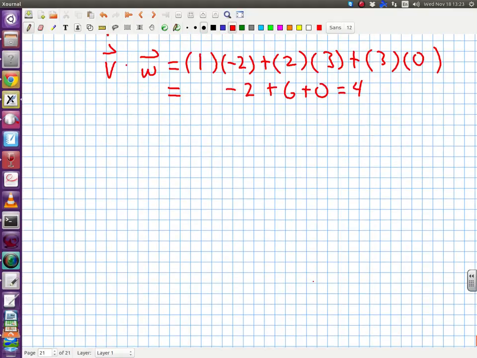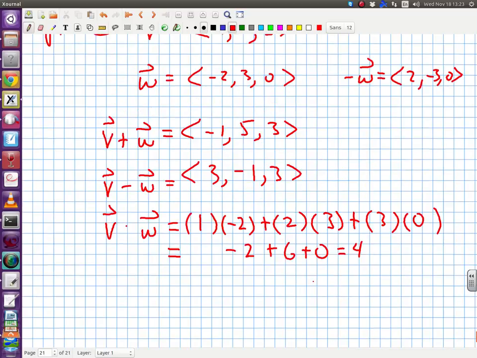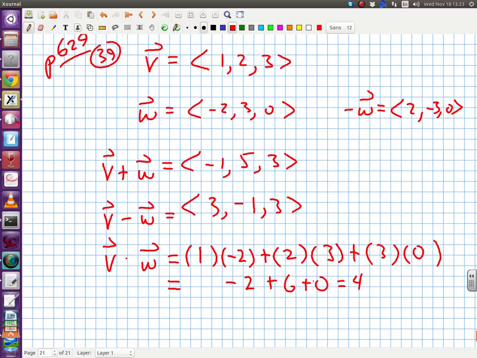What if you do it polar-wise? Remember, there's another way to do the dot product polar-wise, remember? V dot W can also be calculated as the magnitude of V times the magnitude of W times the cosine of the angle between the two vectors if you graph them both at the same starting point, or tail to tail. All right, so V dot W, we just figured out it's 4.